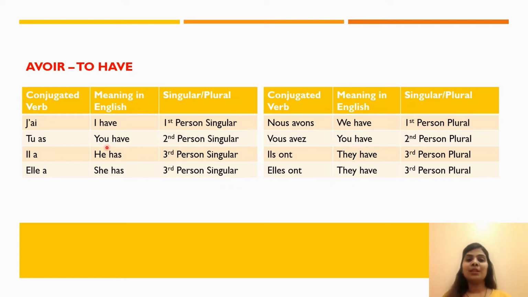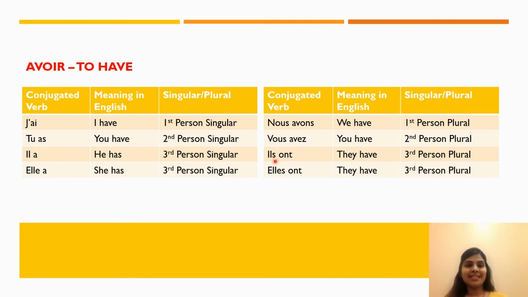Tu is you. Il is he. Elle is she. Nous is we. Vous is you with respect or for a group of people. Ils is they. Elles is they. Ils for a group of people, for male and female both, or only male.